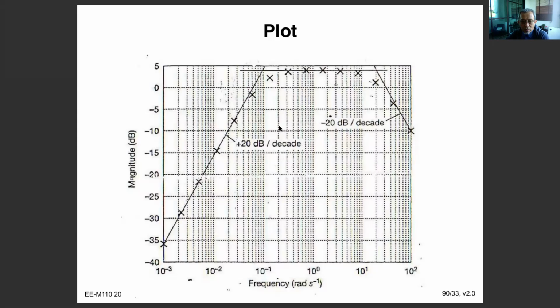Okay, so we have two slopes here. One is positive 20 dB per decade, meaning that there is one zero in the model, and negative 20 decibel per decade, meaning that there is one pole in the transfer function. There are two corner frequencies, which are at here and at here, at 0.1 and about 20 radian per second.